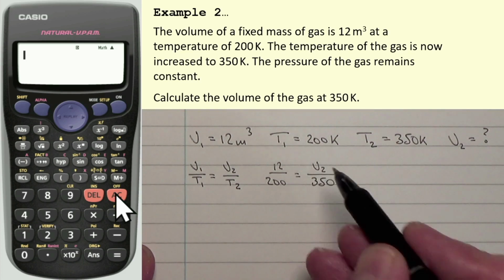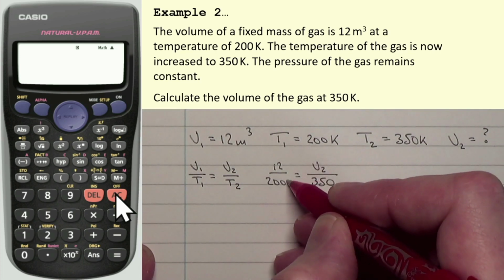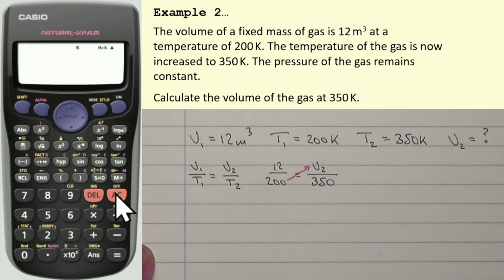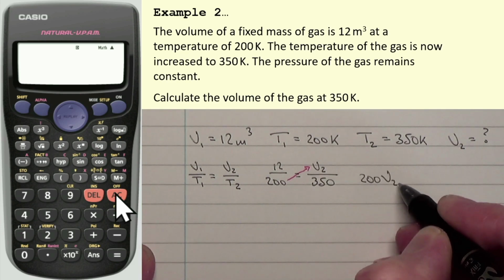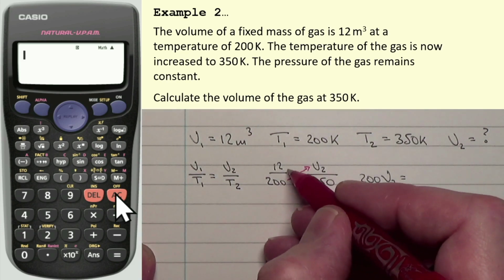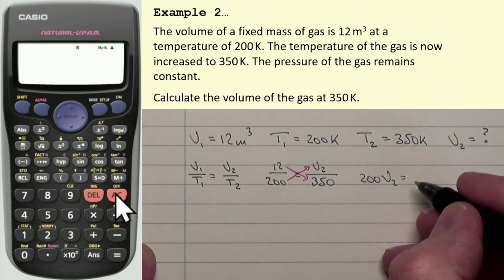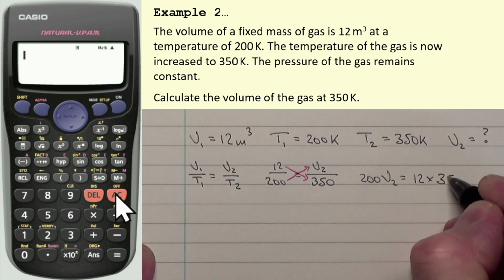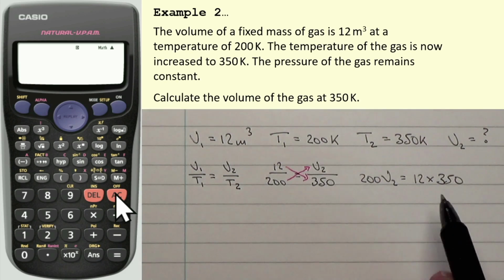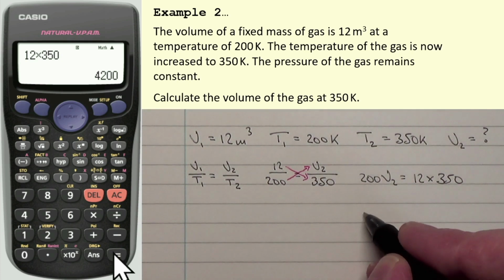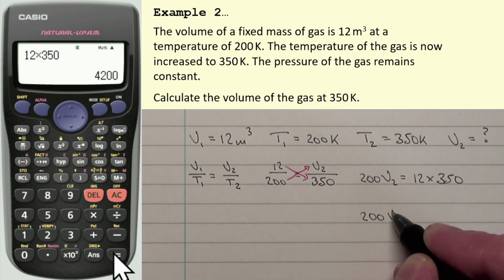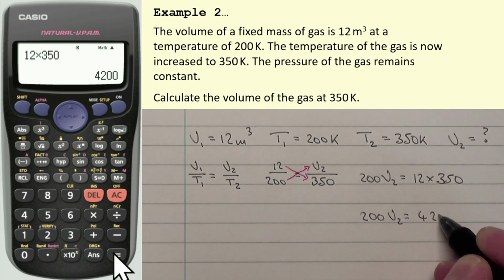Now, I want to find V2 again, which is why I'm going to multiply bottom left times top right first. So that'll give me 200 V2. And that is going to be equal to top left times bottom right, which is 12 times 350. Now, just as before, I'll actually calculate 12 times 350 at this stage. So that's 12 multiplied by 350 gives me 4,200. So in fact, I could just say in a separate line, 200 V2 is equal to 4,200.